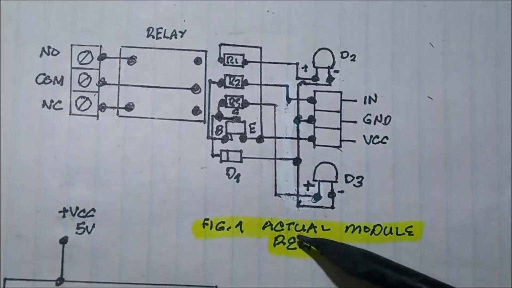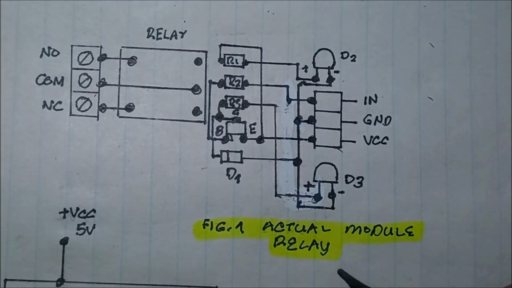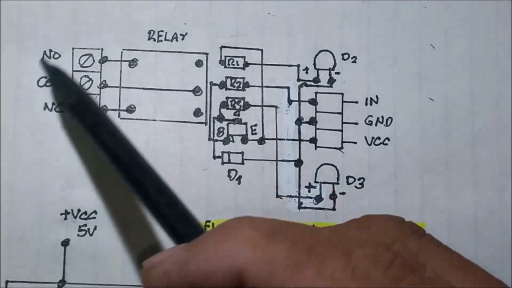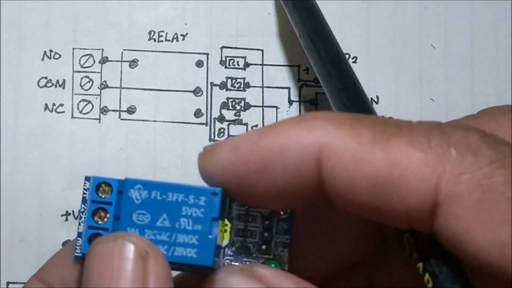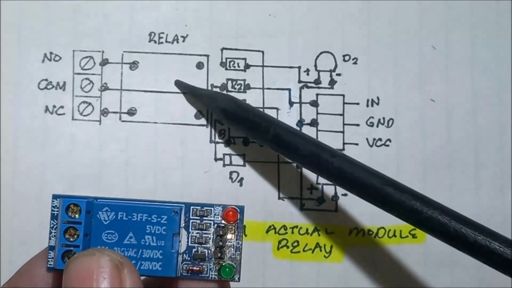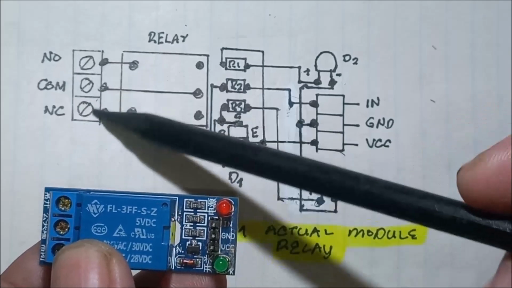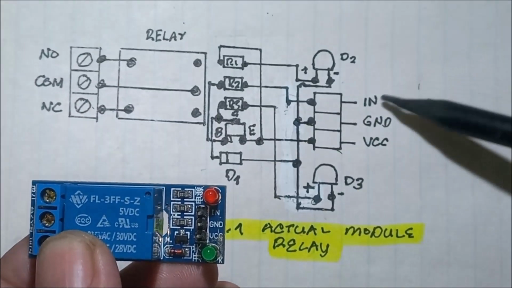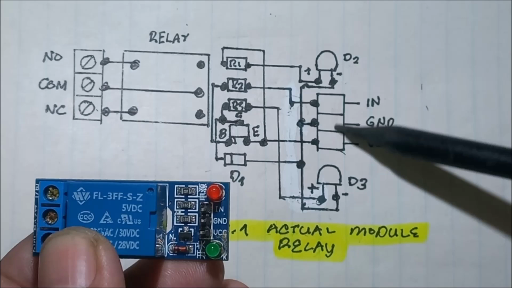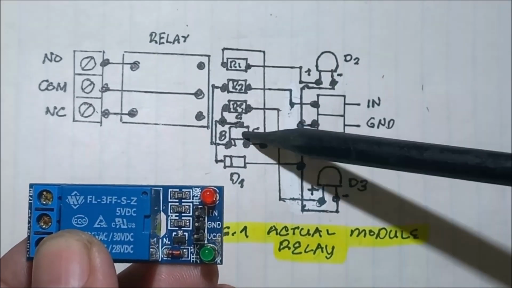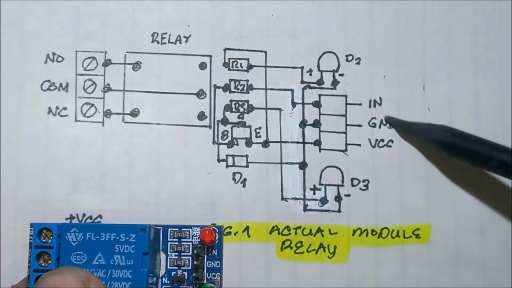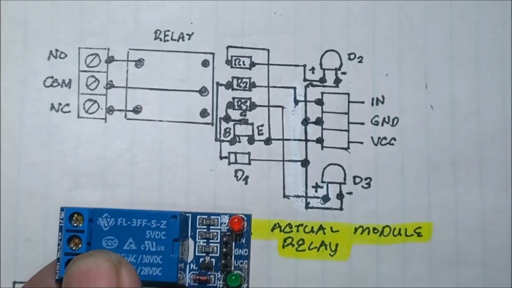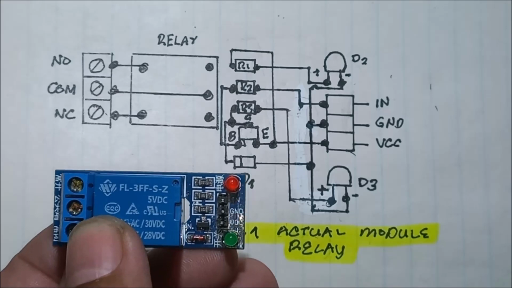We have the figure 1 actual module relay. Same as here. We have the relay, terminal block, 2 LED, pin header, resistor, transistor, then diode. That is the actual module relay.